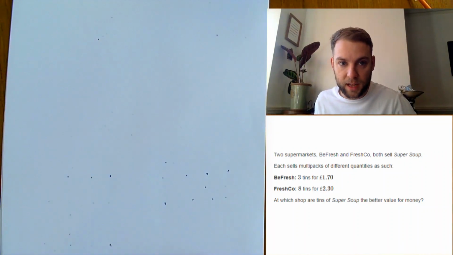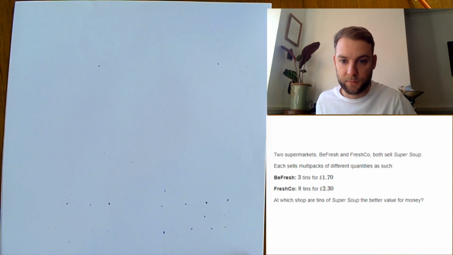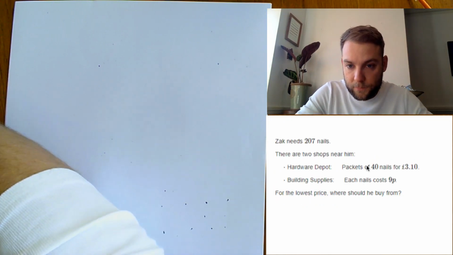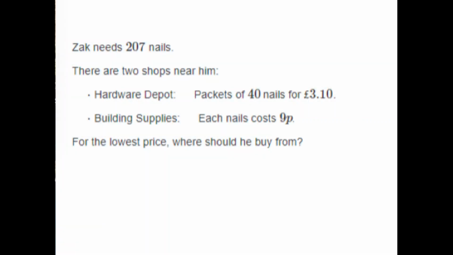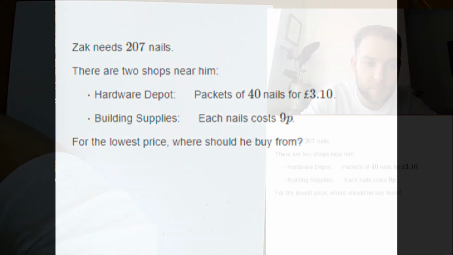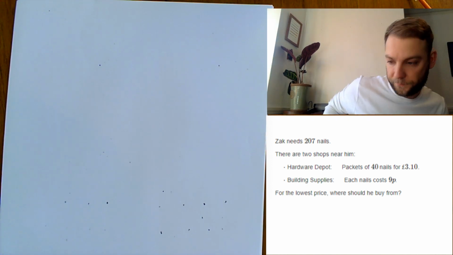Okay, let's have a look now at our next question. So, this one's a little bit trickier now. Zach needs 207 nails. There are 2 shops near him. Hardware Depot, which is 40 nails at £3.10, and Building Supplies, which is at 9p per nail. For the lowest price, where should he buy from? Okay, so this one's a little bit trickier.